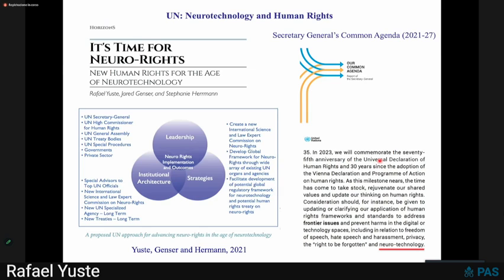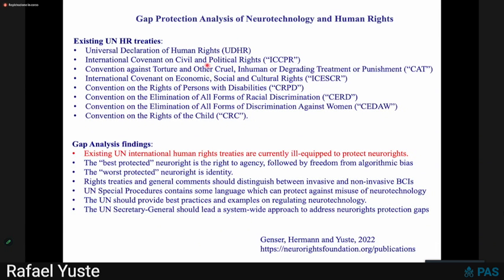So what we did is what we call a gap analysis. This is a technical term from the legal field, and this involves comparing the protection which is currently present in the major human rights treaties in the world, which are listed here. Besides the Universal Declaration, maybe the most important one is this second one, the International Covenant on Civil and Political Rights. This is the human rights treaty that protects your right to free thought. And we compare these protections that exist today with these challenges that we call neurorights.